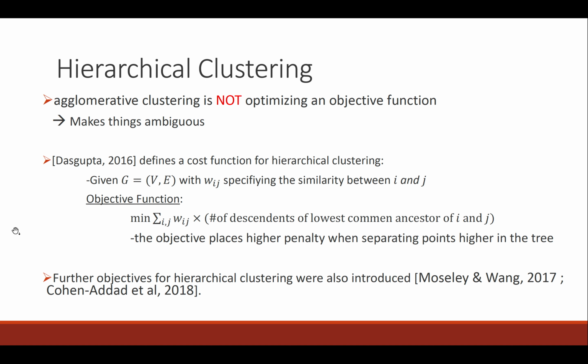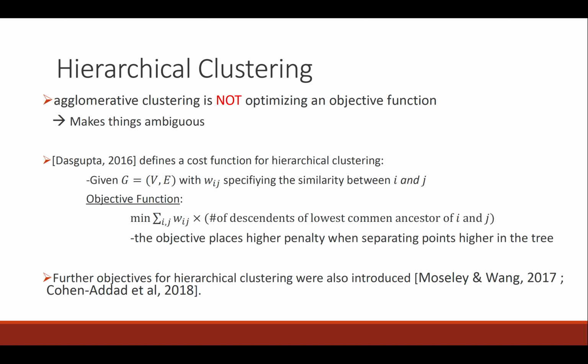In fact, the work of Dasgupta in 2016 basically defines a cost function for hierarchical clustering. We will not go into the details of that paper, but basically given a graph G with Wij specifying the similarity between points i and j, the objective function is the minimum of the sum over i and j of the similarity Wij multiplied by the number of descendants of the lowest common ancestor of i and j, which means that this objective places a higher penalty on separating points higher up in the tree because the number of descendants would be larger.